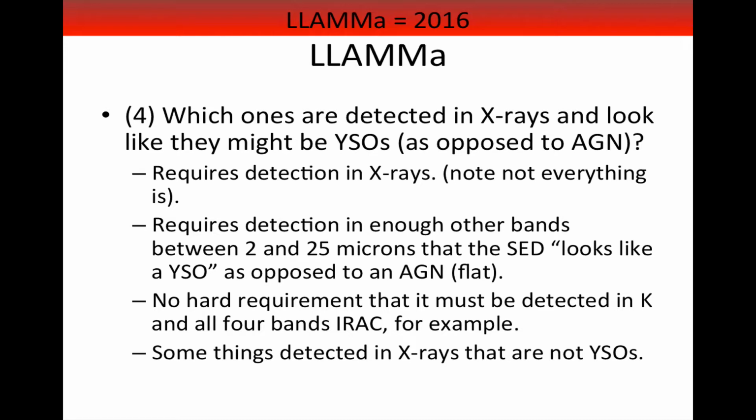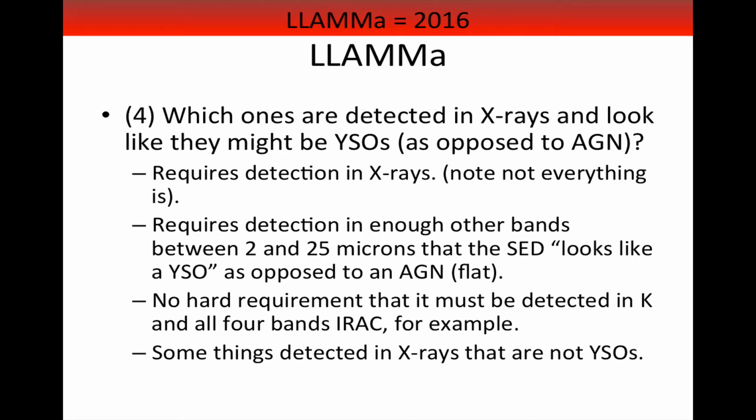The fourth criterion is which ones are detected in X-rays. Because the young stars, if they're young enough, are rotating quickly, they should be very active, and so they're bright in X-rays from flares. In order to do that, the objects have to be detected in X-rays, and there's plenty of things that are not detected.